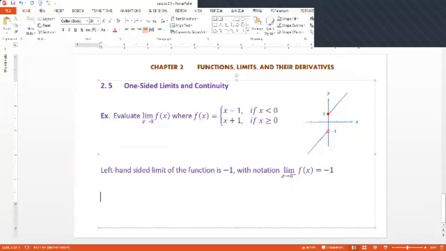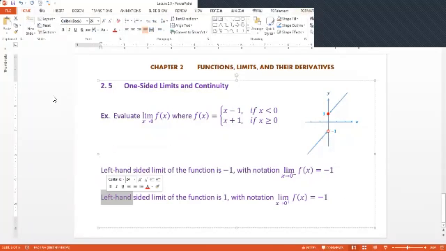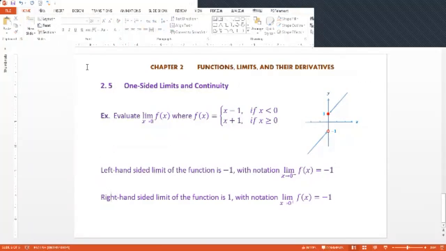So we can put a similar statement, but this time it is the right-hand side limit instead of left. So these are the one-sided limits. Then the original problem is to ask the limit of the function as x approaches 0.